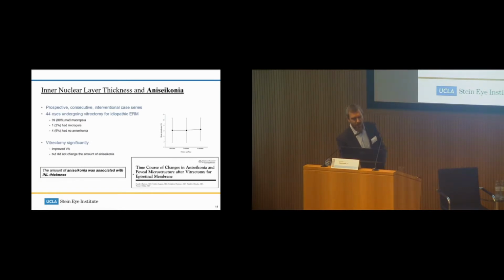The inner nuclear layer thickness is also correlated to the level of aniseikonia before and after the surgery. In most cases, the aniseikonia corresponds to a macropsia in almost 90% of the cases. And even if the surgery in those cases will improve the visual acuity in most cases, at 3 months and 6 months, the level of aniseikonia stays about the same.